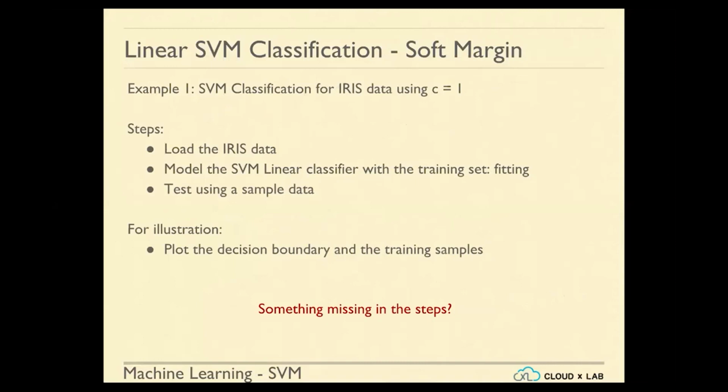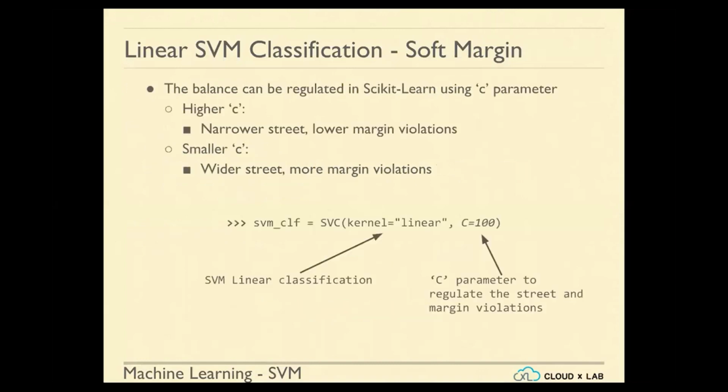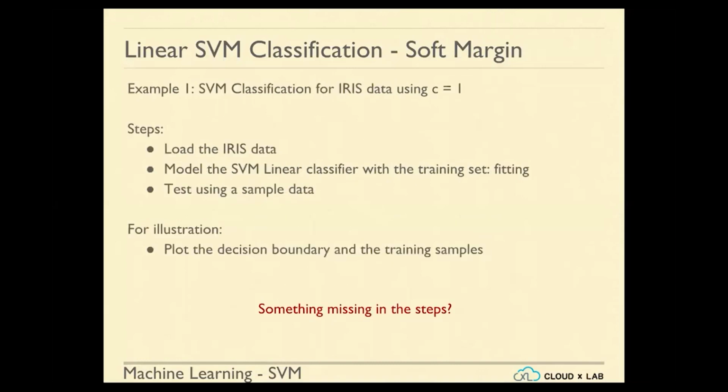Okay, and the one that we're going to do: load the iris data, model the SVM linear classifier with the training set. Okay, and we will be fitting it, and then we'll be testing using our sample data. For illustration, plot the decision boundary and the training samples. All right, so this is what we're going to do. First we'll load the iris dataset. We will model the SVM linear classifier, and then we will test.